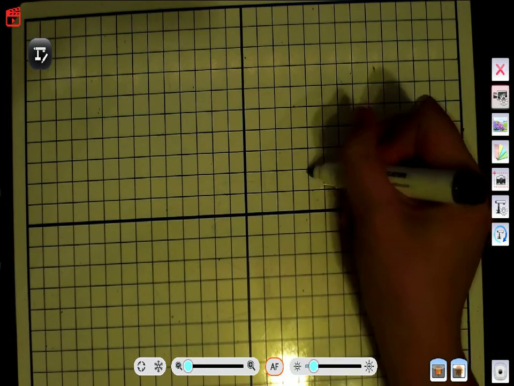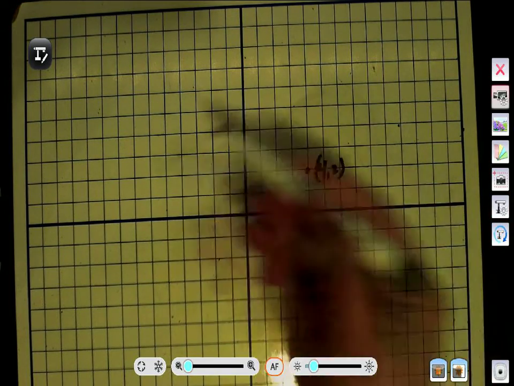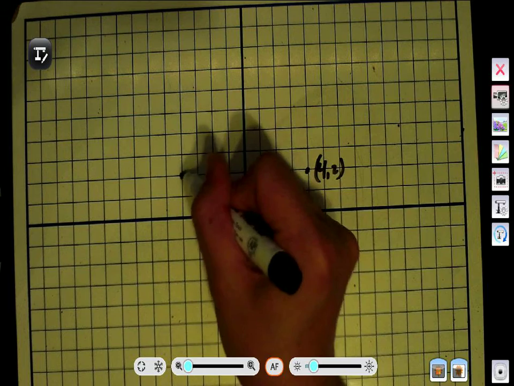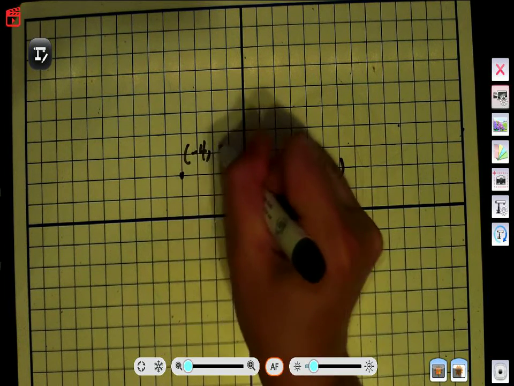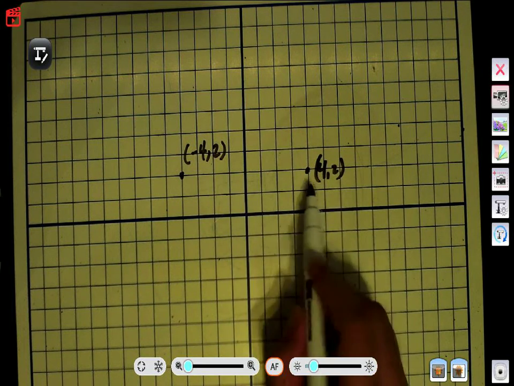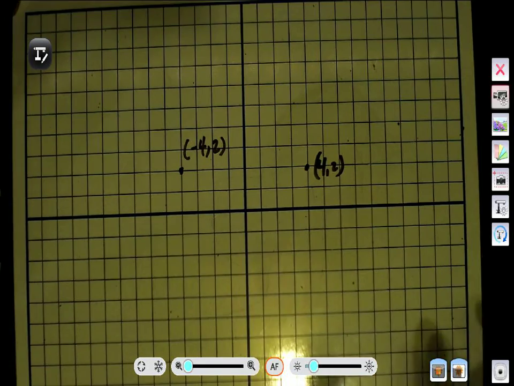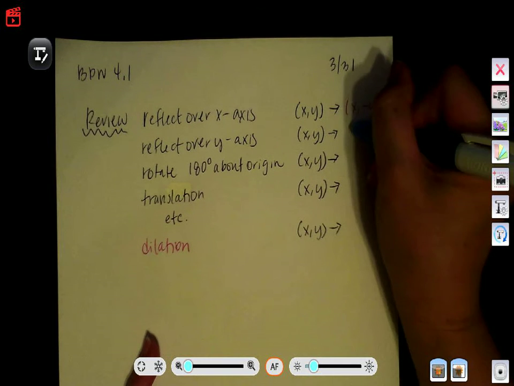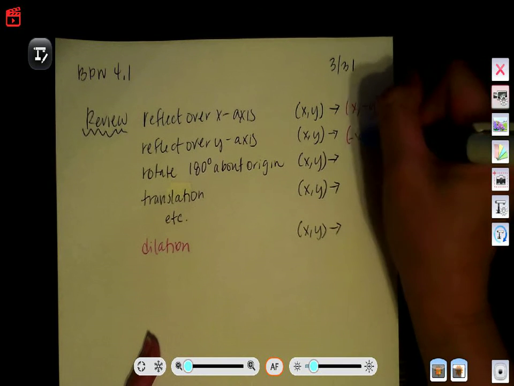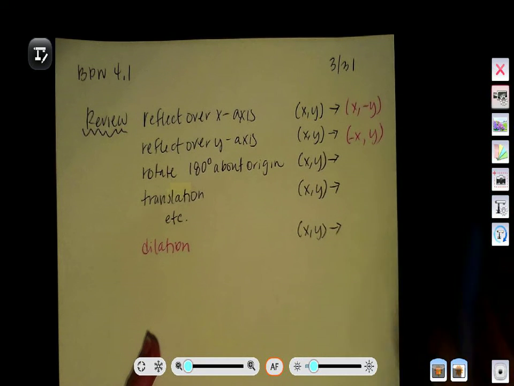say that I have that same point 4 comma 2 to begin with. If I reflect it over the y-axis, now it's going to flip over to the left-hand side. So instead of a positive 4, now you're going to go left 4, so it's going to become a negative 4 comma 2. Now, if you compare these coordinate points, the y values stay the same, but the x value becomes its opposite. So for the same exact reason, going back to the rule, the y value stays the same, but the x value is going to become its opposite, and that's why it's going to become negative x comma y.